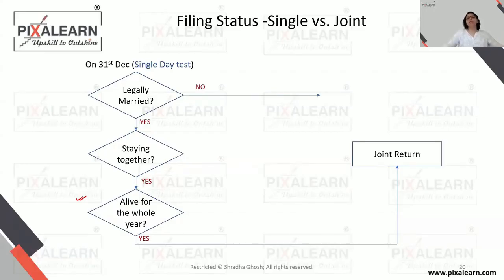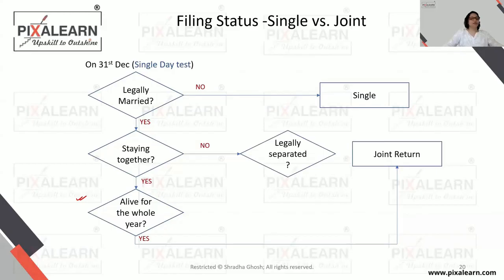If you're not married, then of course you're single and you will be using the single tax slabs for the US return. If you're married but you're not staying together, then the question that comes is, on paper, is your divorce through? If you're married but legally separated, then also you're going to file a single return. But if you're married but not legally separated, then you will not file a single return. You will still be allowed to file a joint return.